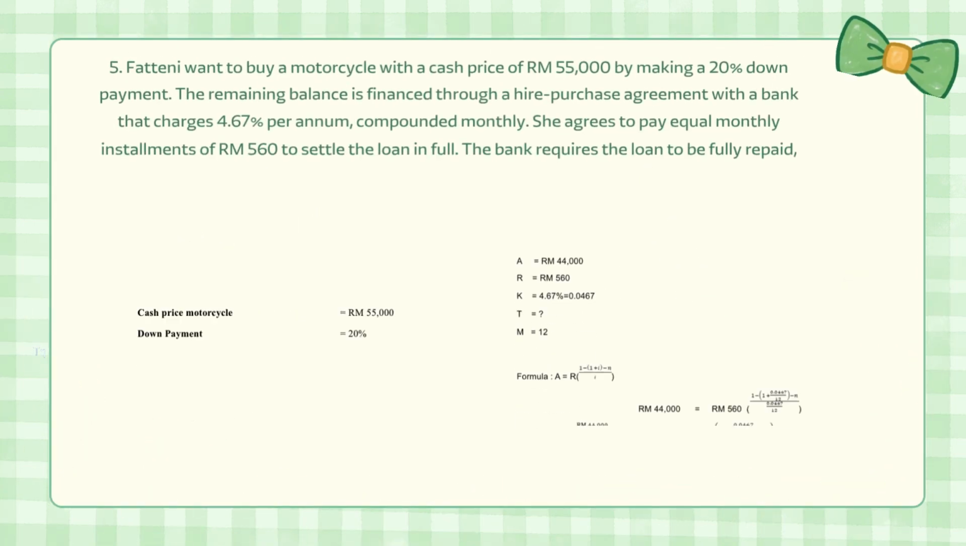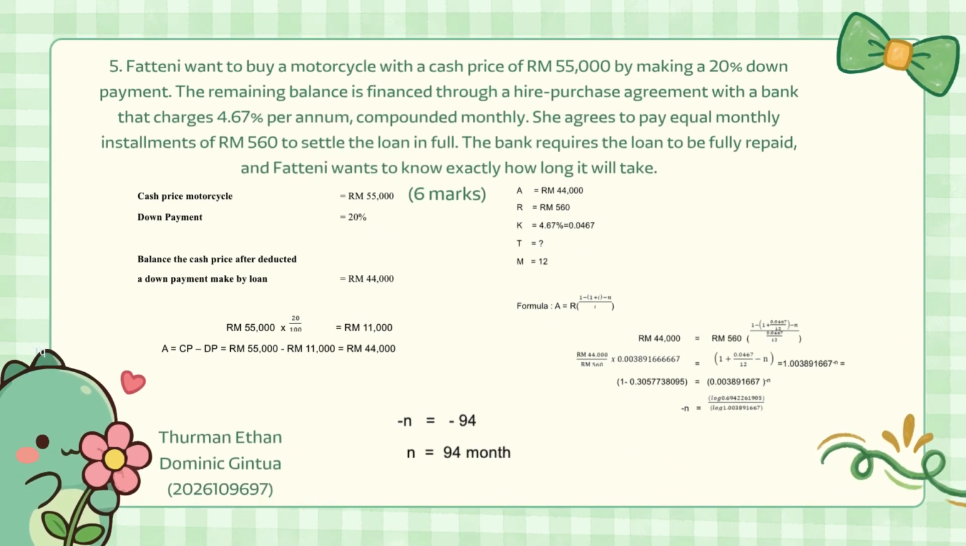Thank you. Now let's move on to question 5, where we need to find out exactly how long it will take Fatani to repay her motorcycle loan. First, we calculate the loan amount. The motorcycle costs 55,000 ringgit, and after deducting her 20% down payment of 11,000 ringgit, the remaining finance balance A is 44,000 ringgit.